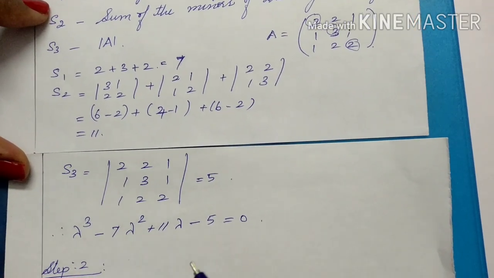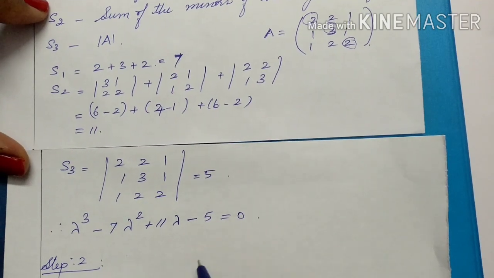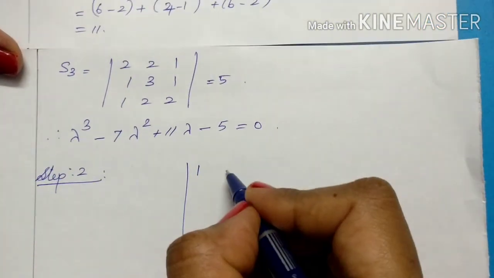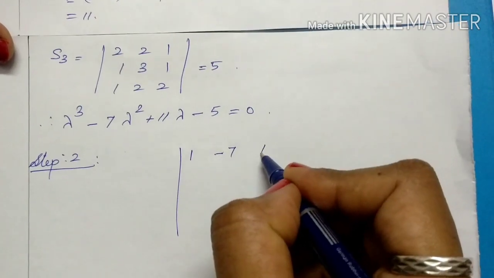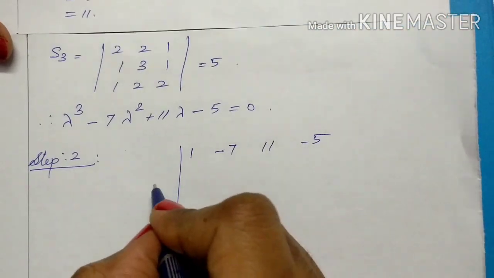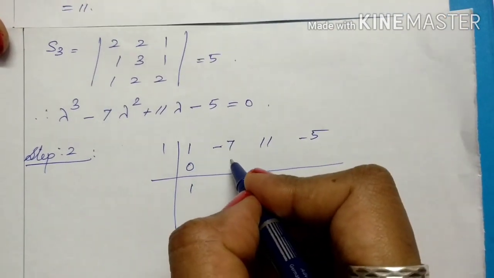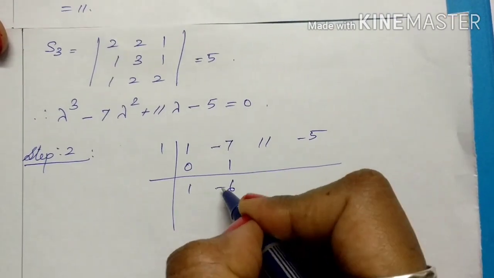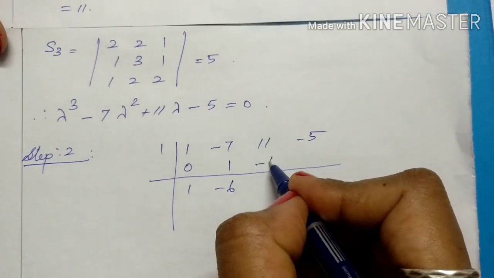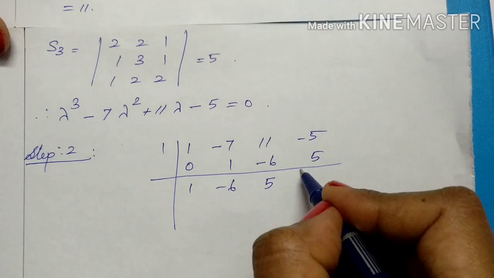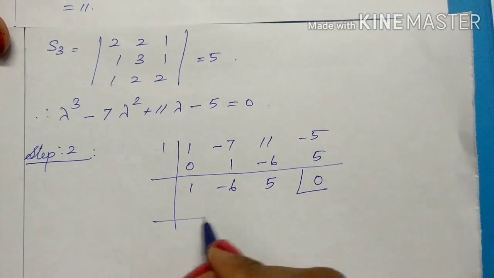So here comes step 2. Use synthetic division to solve this. When I use synthetic division, I write the coefficients from the higher order: 1, minus 7, 11, minus 5, together with the sign. I'll try with 1. I'll be getting 1, minus 6. Minus 6 into 1 is minus 6, so it is plus 5. 1 into 5 is 5. So I'm getting 0. So 1 is one of my roots.